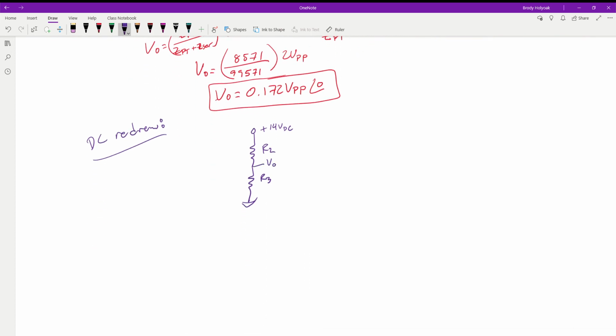And then we're looking at our V out, which is going to be the voltage drop across R3. So our VDC is going to be equal to the resistance of R3 divided by R2 plus R3, that value multiplied by our total DC voltage. To calculate that, we get 12K over 12K plus 30K, multiplied by 14. So our VDC comes out to be 4 volts.